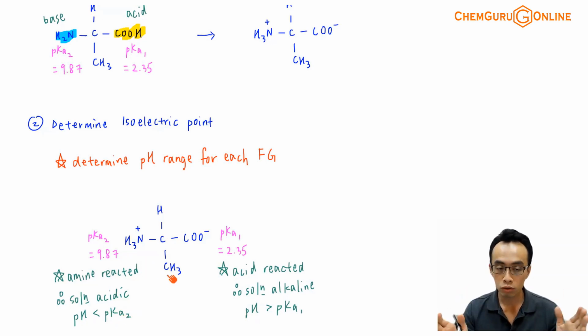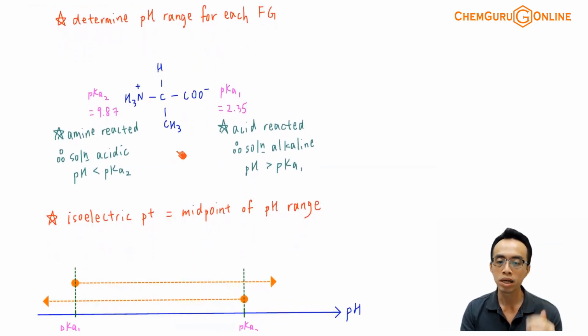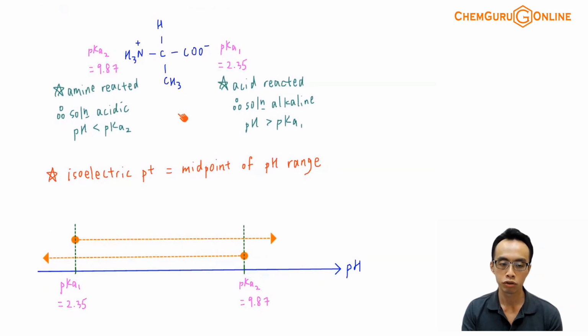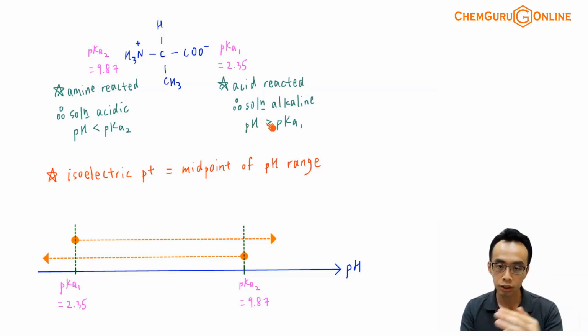So what we want to do is determine the pH range where my amino acid will exist as a Zwitterion. Then the isoelectric point will be the midpoint of this pH range, because by right we know that the range where your amino acid will exist in this form as a Zwitterion is this range, right? We've already mentioned pH is greater than pKa1, then pH is smaller than pKa2.